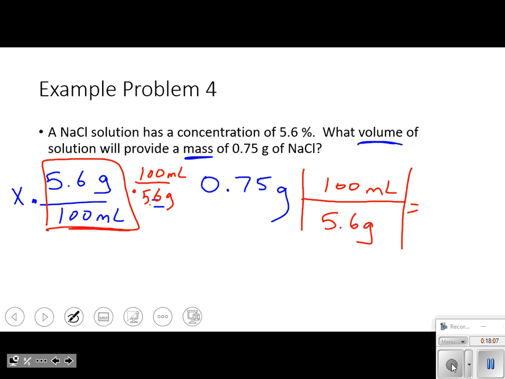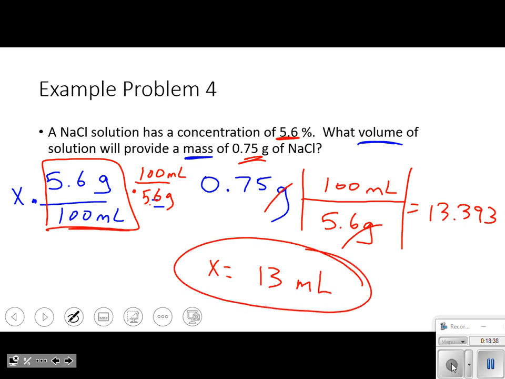So basically what I'm doing is I'm going to take that 0.75, multiply it by 100, and then divide it by 5.6. When I did that, I came up with a value of 13.393. Okay, 2 sig figs. So my x is going to be equal to 13. Grams cancel, leaves me with 13 milliliters.